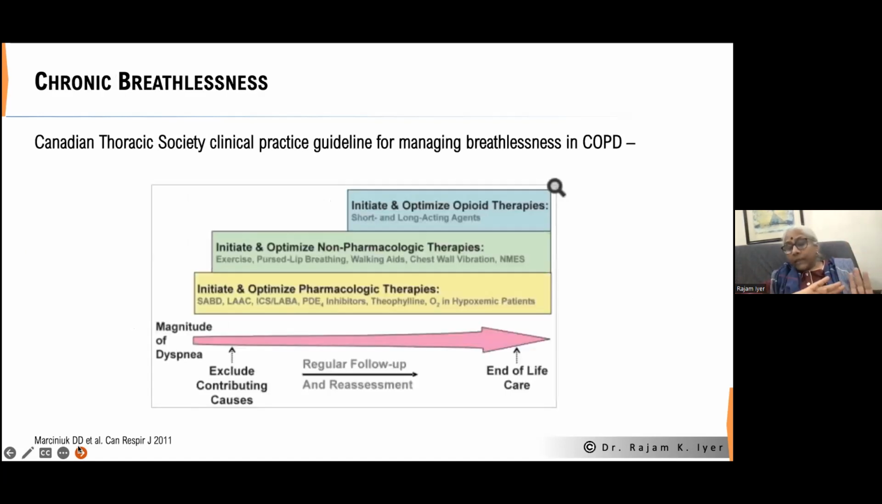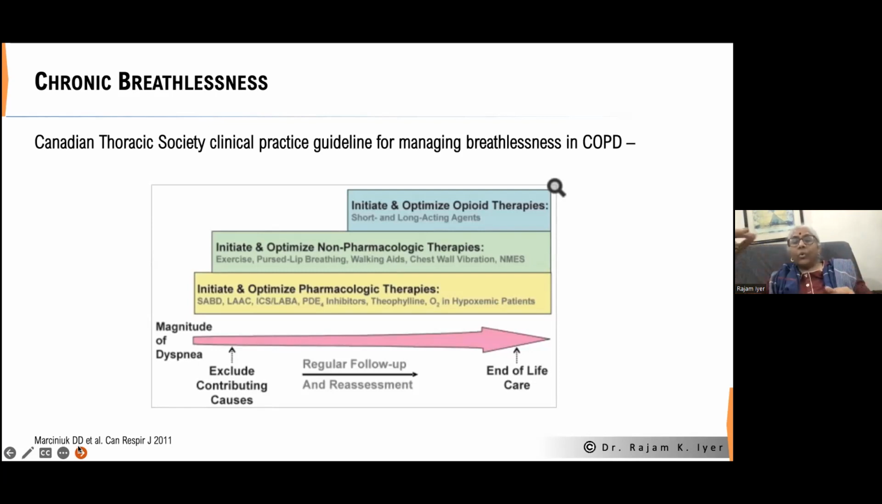So if you see the step ladder management of COPD, right from the time of his worsening breathlessness, you start obviously with inhalers, which are your muscarinic inhalers, short-acting and long-acting beta-2 inhalers, physiotherapy, your oral bronchodilators, and oxygen in LTOT.